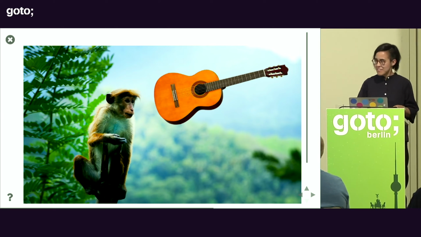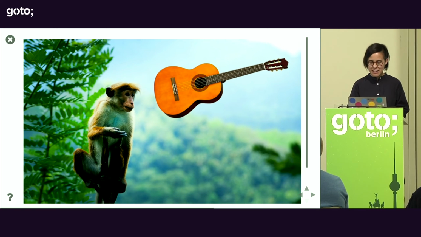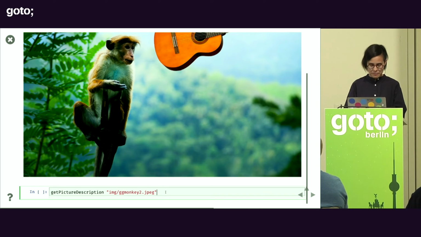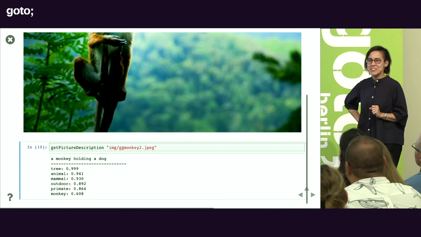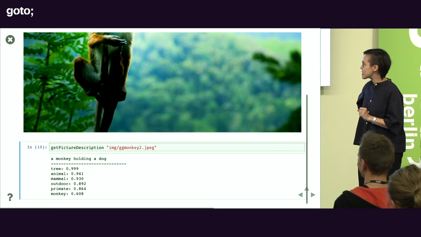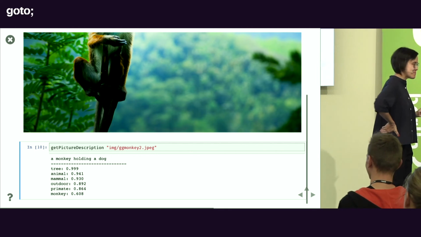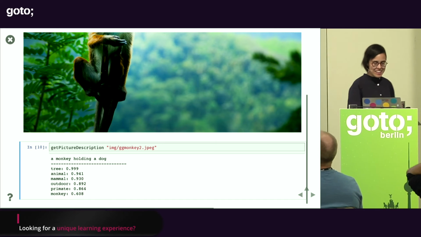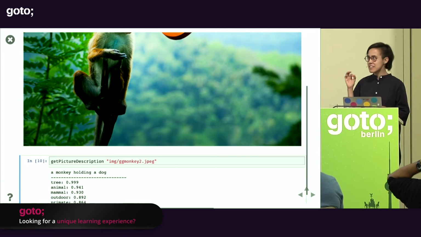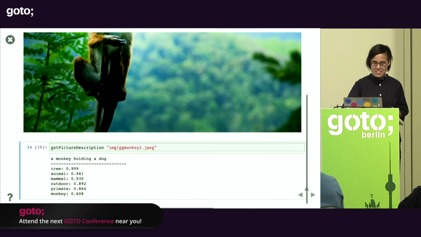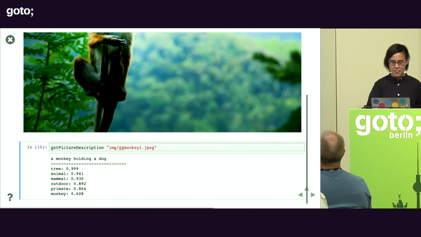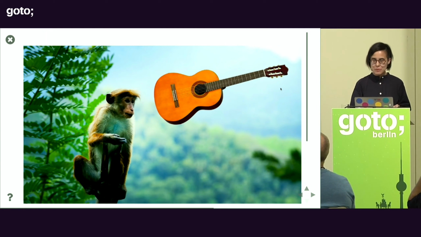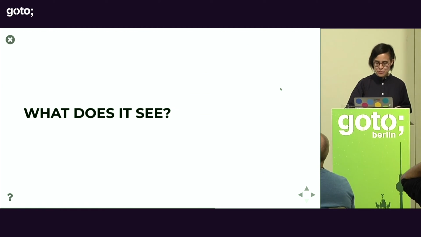And let's try something even fancier. Let's have the guitar just hovering there in midair. I have no explanation for this. It's a monkey holding a dog. And it literally doesn't see the guitar at all. It changed the description, it changed the tags, but it doesn't see the guitar at all. So it's almost as if there is an elephant in the room.